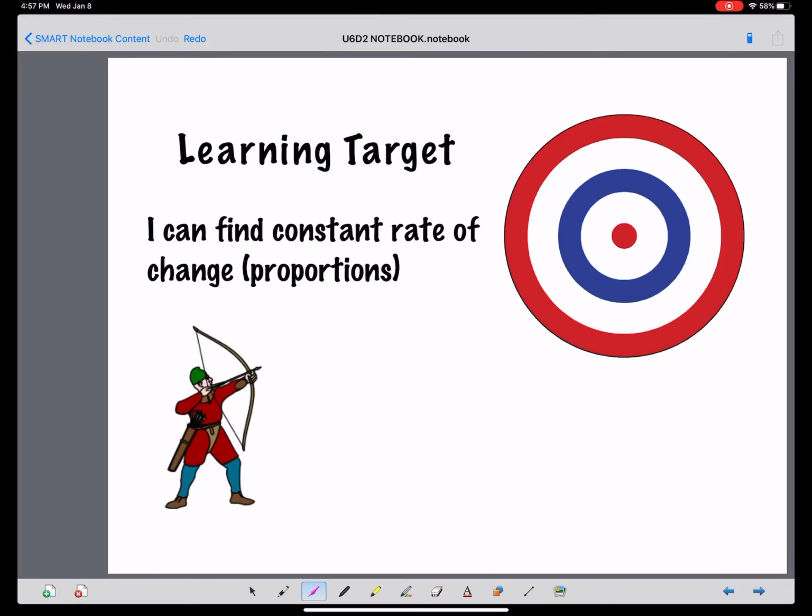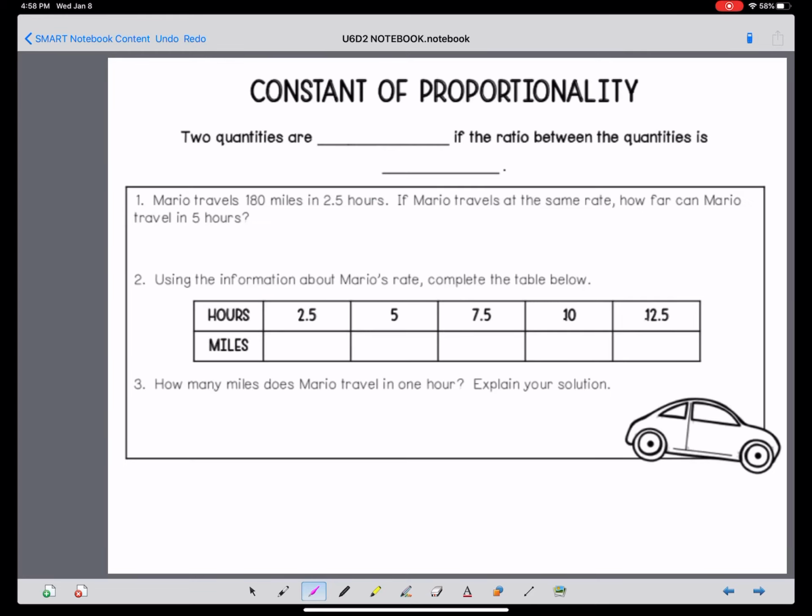All right, hello. This is lesson Unit 6, Day 2. Let's go over the learning target. It is, I can find constant rate of change in proportions. This idea of constant rate or proportions, we will discuss quite a bit. So if it doesn't make sense now, that's okay.